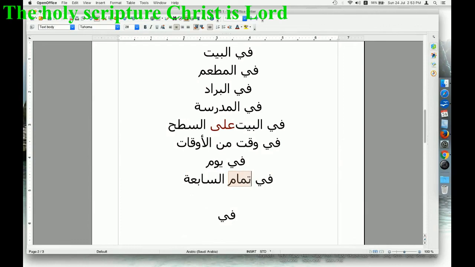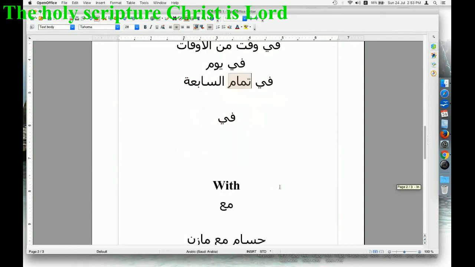Like when it became 7, by the second I will be there. This is tamam. Tamam is the perfect, like complete. All right. So fi tamam is sabia, I will meet you there. Or I can say, generally speaking, at 7, which means it can be 7:15, it can be 7:05, it can be whatever.